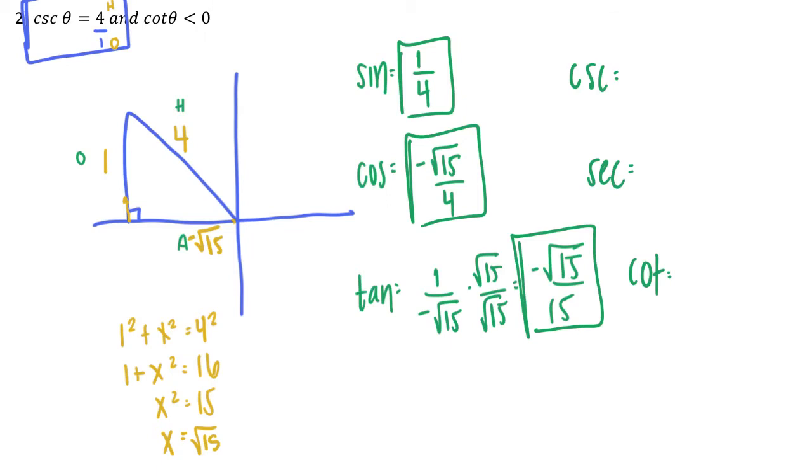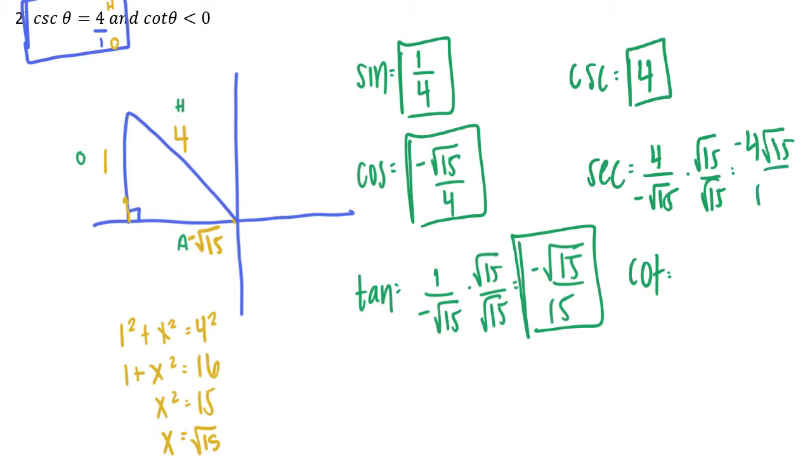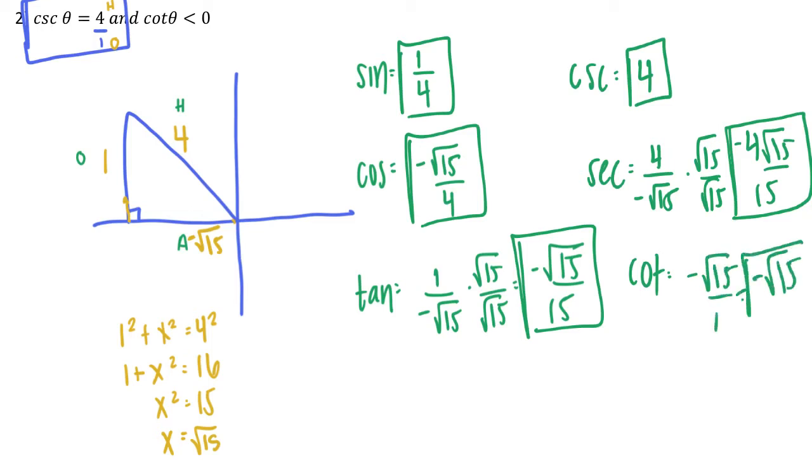Cosecant is the hypotenuse over the opposite, 4. Secant is the hypotenuse over the adjacent. Rationalize. You should get negative 4 root 15 over 15. Not the prettiest answer I've ever seen in my life. And cotangent is the adjacent over the opposite, so it's just negative square root of 15.